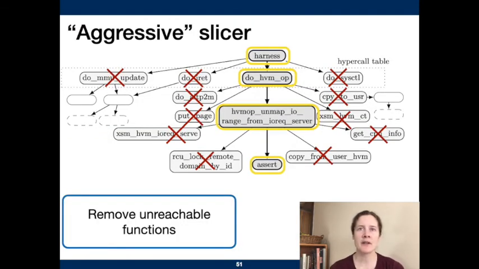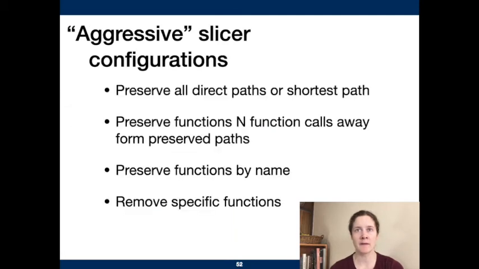Now, note that the Havoc functions no longer contain any function calls, so we can now run the Reachability slicer to remove any newly unreachable functions. And I said that we allow configurations to the slicer to allow an engineer to control the imprecision that we are introducing. The first option is that we allow preservation of all direct paths or just the shortest path.